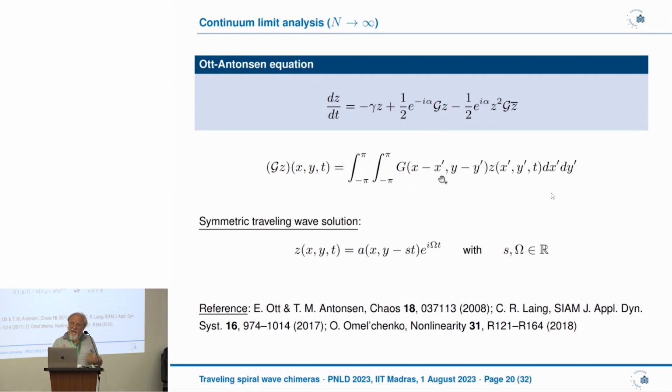And so you might say, well, the simplest situation is I have these two incoherent cores and they're traveling together like this. So let's look for a solution where Z is some function A, which is a function of y minus st, so s is going to be the speed of the state. And then, of course, you have this global frequency, capital omega, which you also have to solve for. So now you have to find two things, right? You have to calculate the speed, and you have to calculate this global frequency, omega.